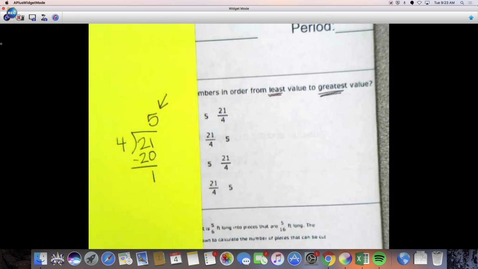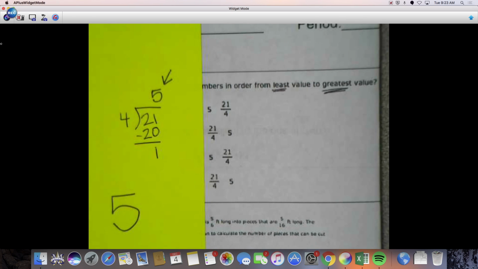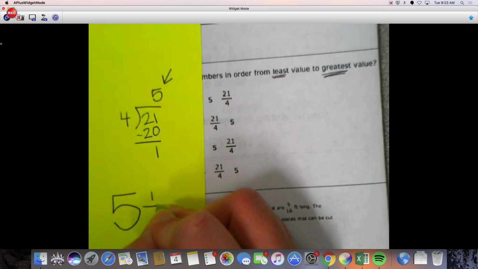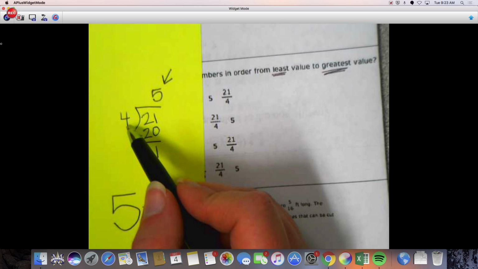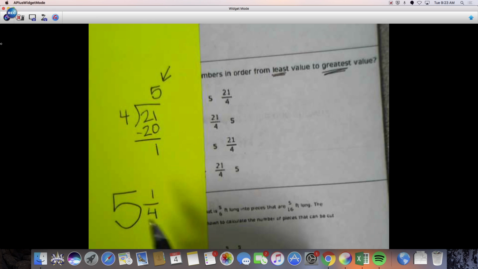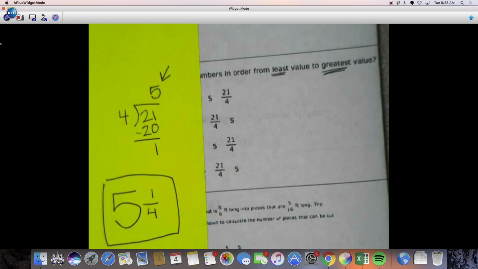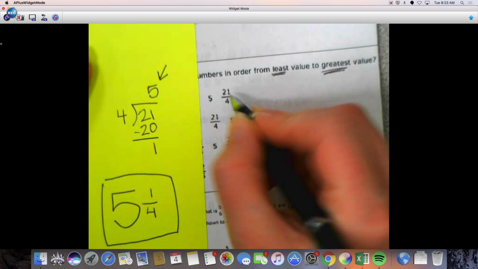My whole number is how many whole times it went in. So it went in 5 whole times. There is 1 out of 4 left over. So your remainder is your numerator, and the number you originally had on bottom stays. 4 stays. So that really means that 5 1/4 is what 21 over 4 would equal in mixed number form.